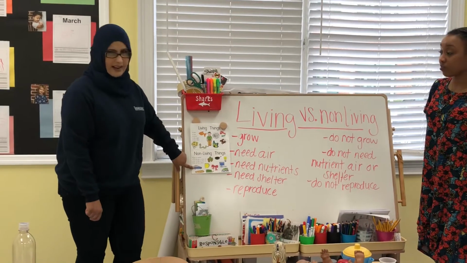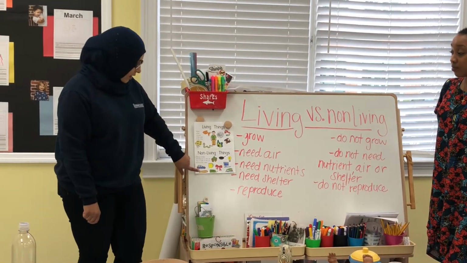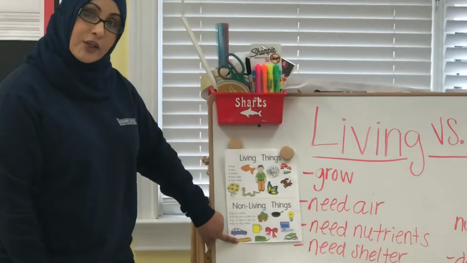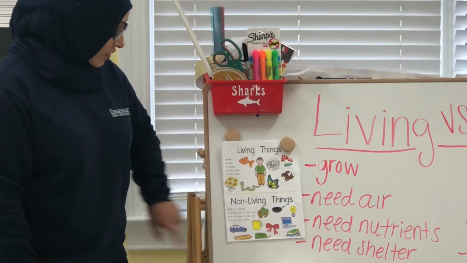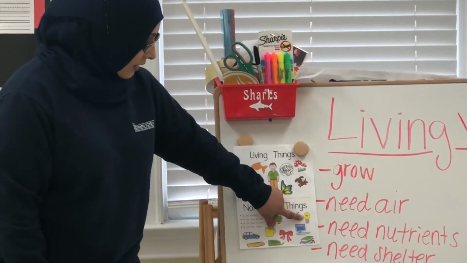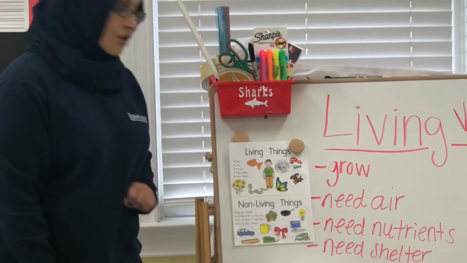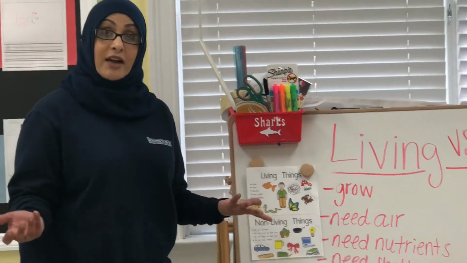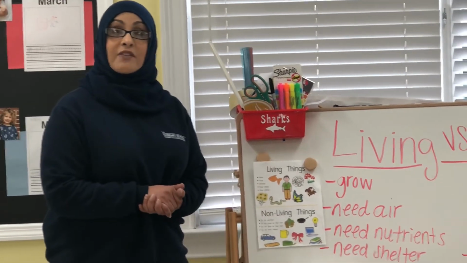Non-living quickly, cars. Cars don't grow. Rulers, they don't grow. They don't need water. They don't need shelter. A cup, a hose, a pot, a light bulb, a computer, and books. Those are some samples. So I hope you can look around your house and see what you can find that is living and non-living.